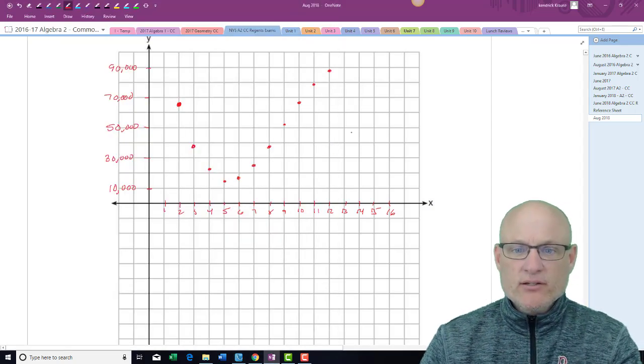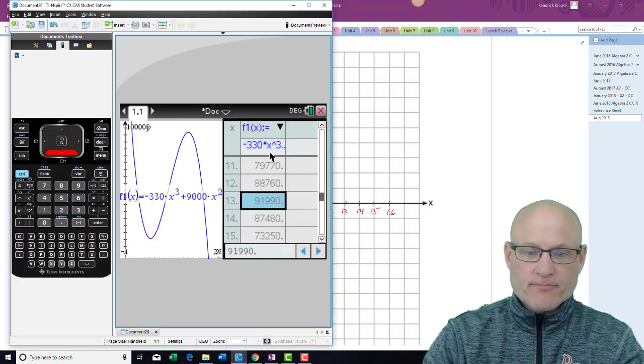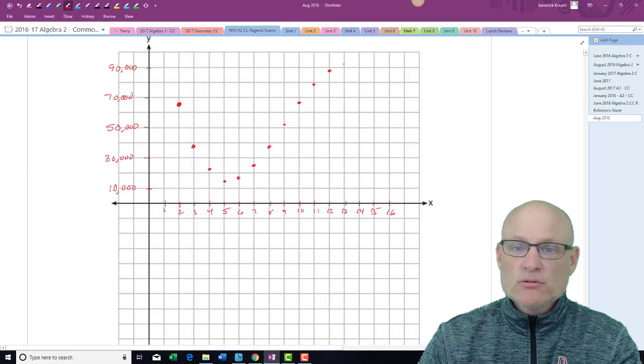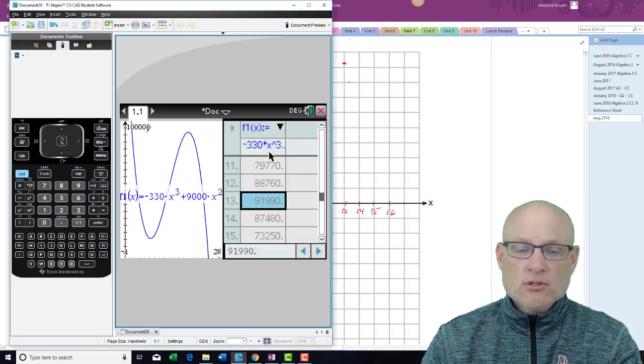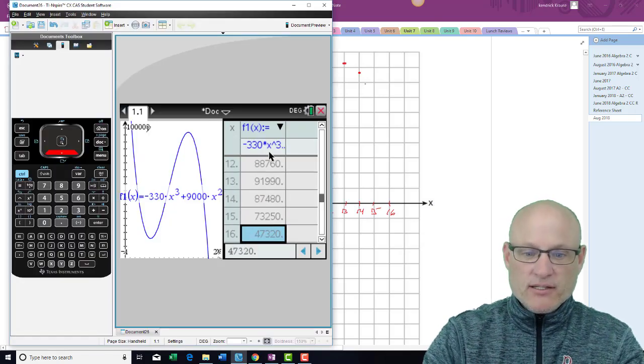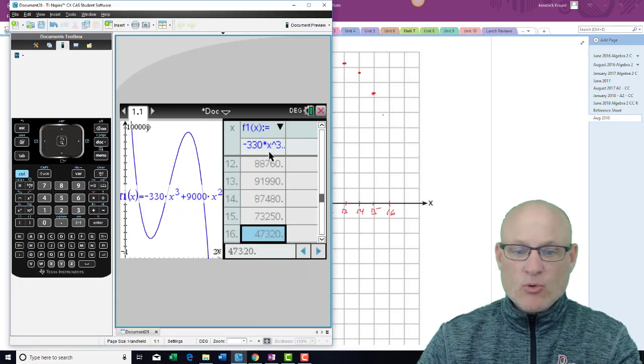11 was 80, almost 80. 12 was 88. 13 is 92. 14 is 87. 15 is 73. And 16 is 43.